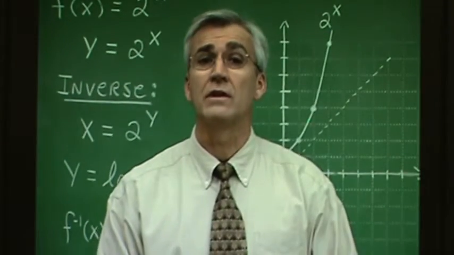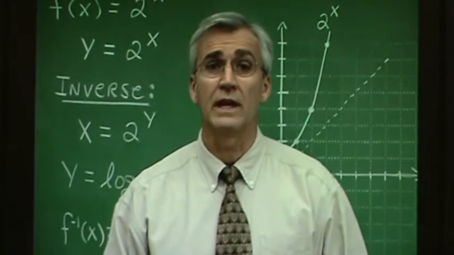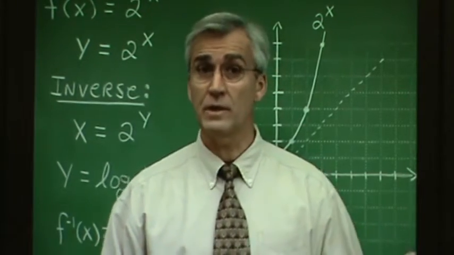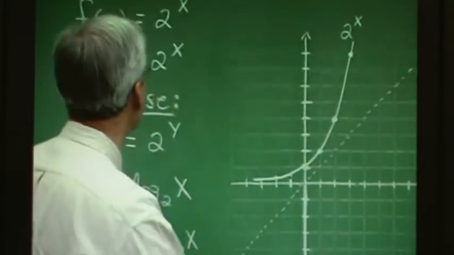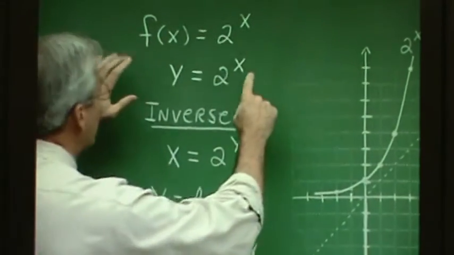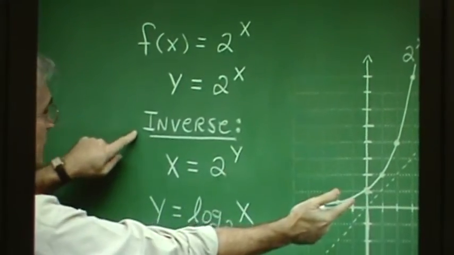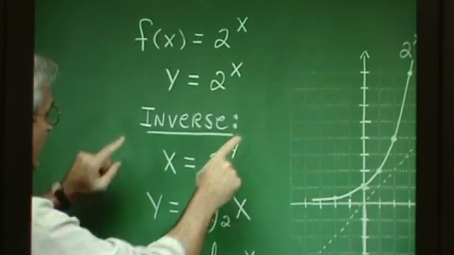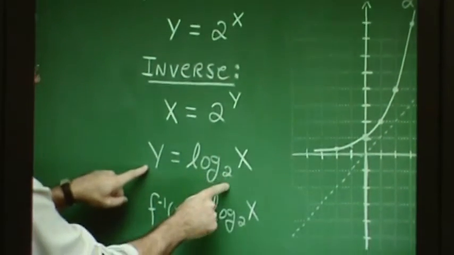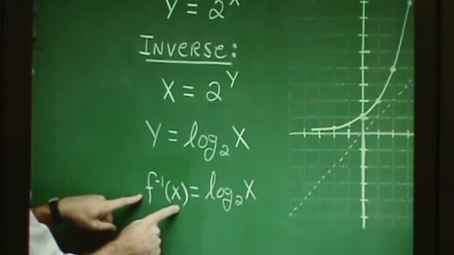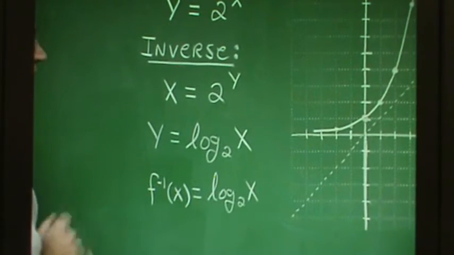Let's look at the graphs of some logarithmic functions. And we'll do this from the perspective that they are inverses of exponential functions. Now, earlier, we generated the inverse of this exponential function. We know all about its graph. Its graph is right here. The inverse we found to be y equals log base 2 of x. And we can designate that as f inverse of x is log base 2 of x.